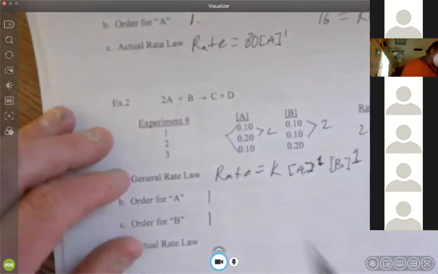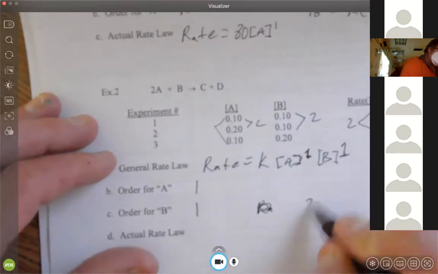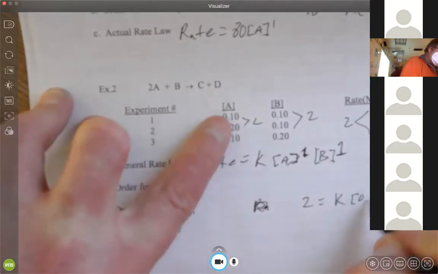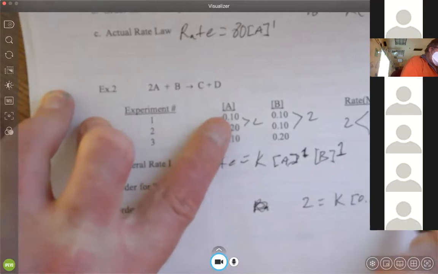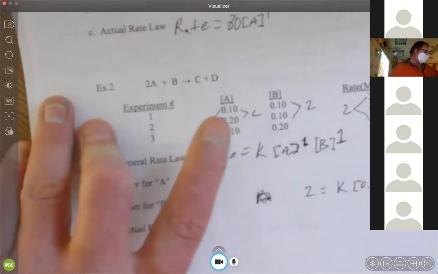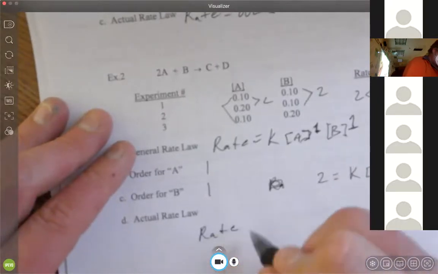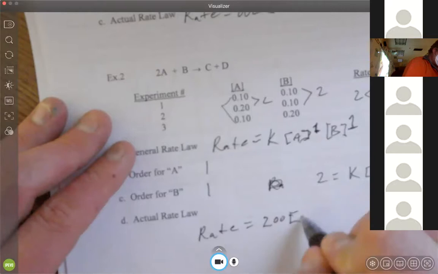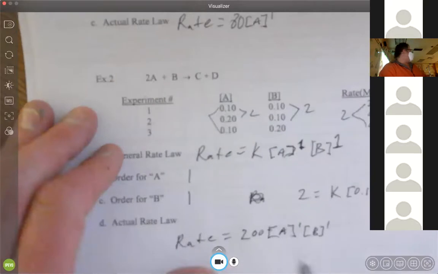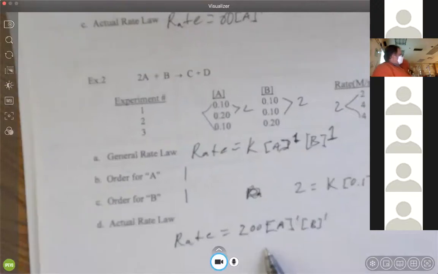What is the actual rate law? Well, which trial do we want to use? Doesn't matter. Let's just use the first one. 2 equals K, concentration of A, concentration of B. 2 divided by 0.1 divided by 0.1 is 200. So rate equals 200 A B. So what if I double A? Then the rate will double. What if I double B and keep A the same? Then the rate will double.